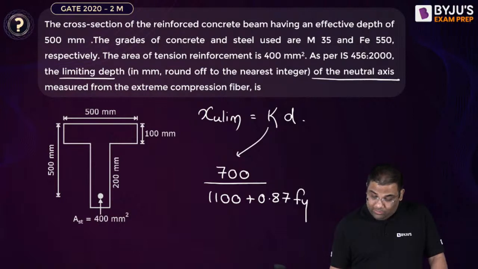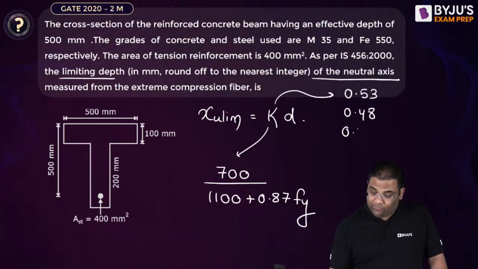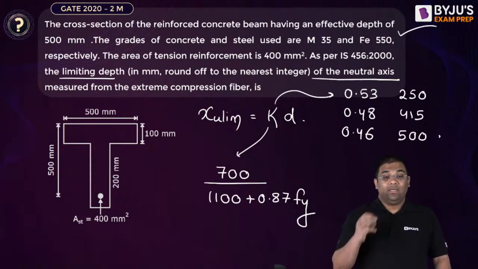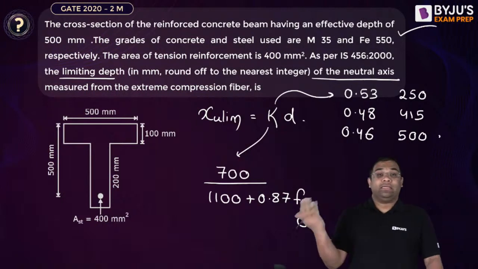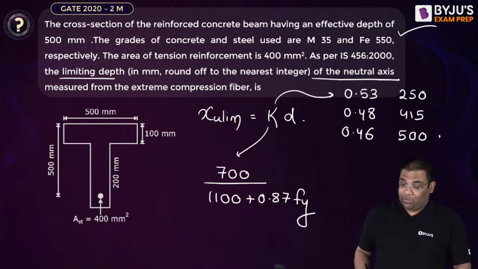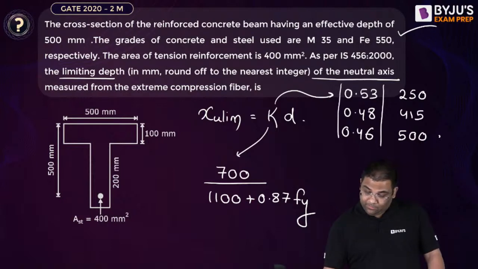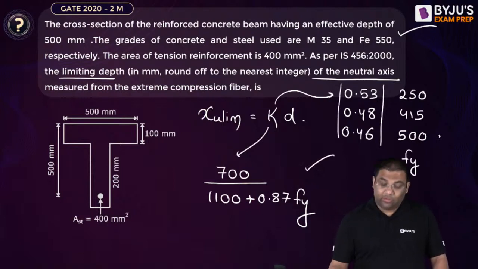0.87 Fy. Now this K is 0.53 for Fe 250, 0.48 for this, and 0.46. This is for 250 steel. This is for 415, and this is for 500. But what is given here? 550. So if they are giving you some other grade of steel, then you can use this formula, because these values of K come from this equation only, right?